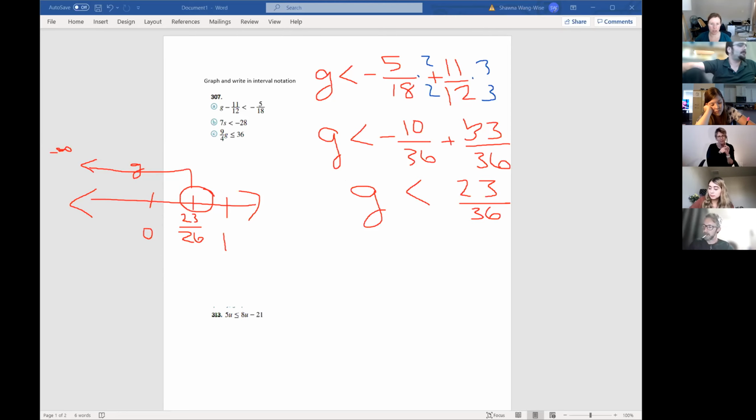So can you tell us the interval notation? Would it be parenthesis negative infinity, and then 23 over 36 parenthesis. Over 36, yep. Nice. Awesome. Cool. All right. Well, thanks for helping with that one. We'll go to the next group now.